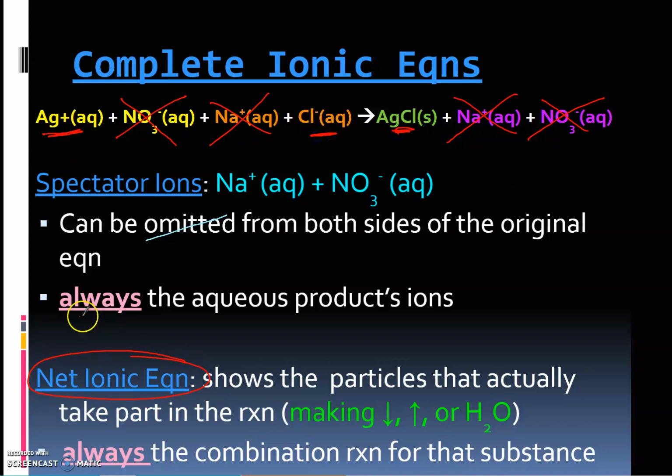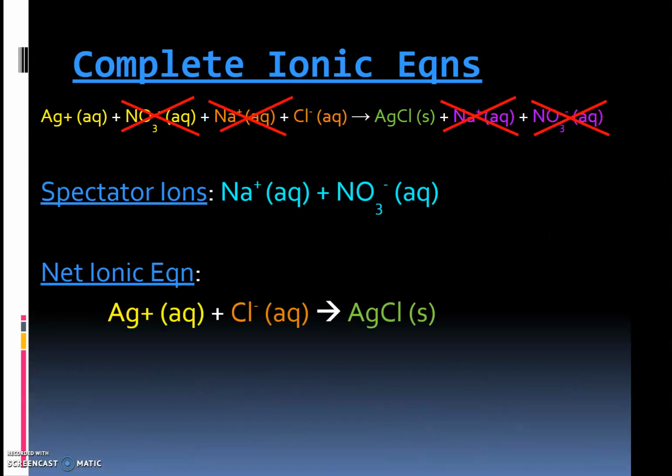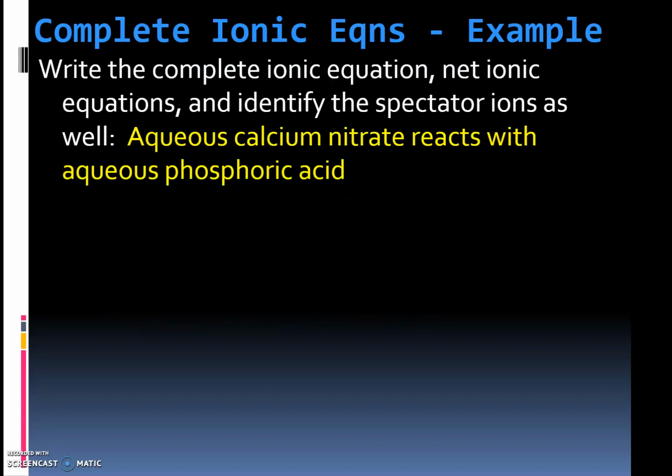Okay, your spectator ions are always going to be those aqueous products, and your net ionic equation shows what actually happened. It will always be the combination reaction for making that precipitate, that gas, or that water. So this is going to be Ag+ and Cl- making AgCl solid, your precipitate. Okay, so here we have everything crossed out, and then you have your net ionic equation here. Okay, so let's try one. Let's put this all together.